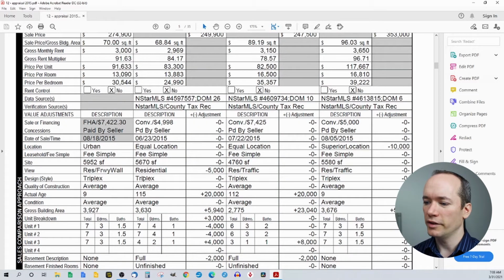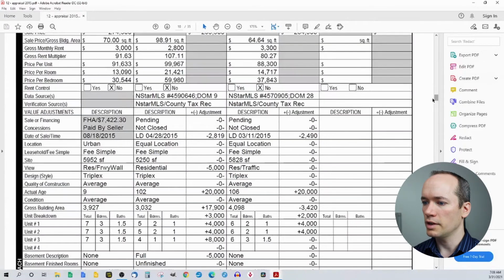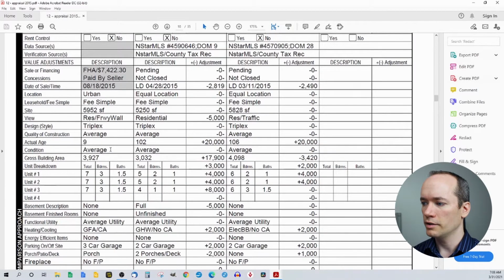Going back to the 2015 appraisal, the next adjustment is for condition. The appraiser suggests that our subject property is in average condition. Comp number 1 is also average. Comp number 2 is average. Comp number 3 is average. I'm going to go ahead and scroll down to page 10 so you can see that condition here is also average, average, average. So no adjustments there.